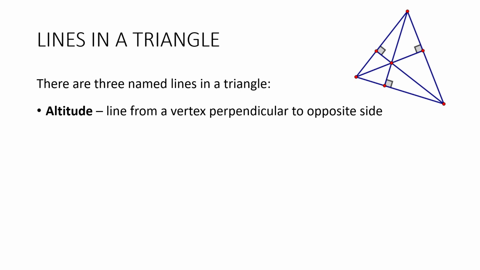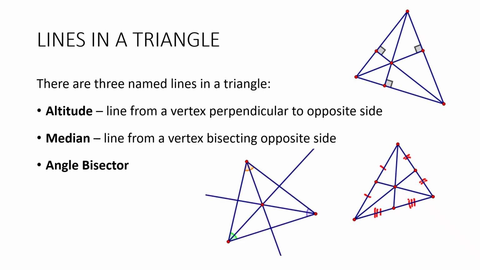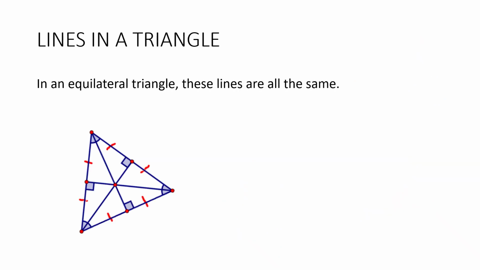Now there are three specially named lines in a triangle, which is important to be familiar with. The names aren't that important, but the concepts are. So there's an altitude, that's the line from a vertex perpendicular to the opposite side. There's a median, that's the line from the vertex bisecting the opposite side. And there's an angle bisector, and that's the line that goes straight through the center of this angle. You can see that in each case, these lines meet at a certain point. And not surprisingly, in an equilateral triangle, these lines are all the same.